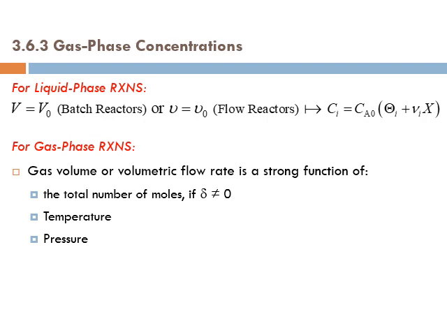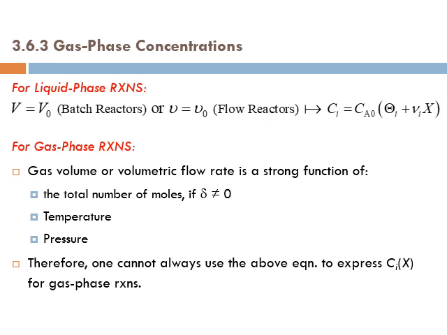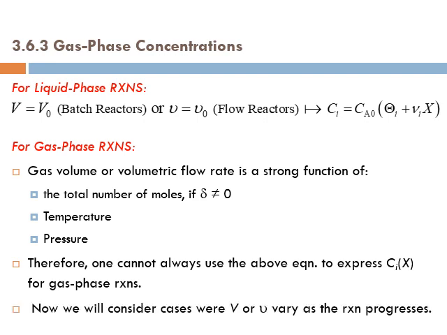It's a strong function of the total number of moles, right? Temperature, pressure. Okay, so that means one cannot always use the above equations to express concentration as a function of x for gas phase reactions, because volume is not necessarily constant in a gas phase reaction. Neither is the volumetric flow rate for a flow system. Now we will consider cases where V or epsilon vary as the reaction progresses for a gas phase reaction.